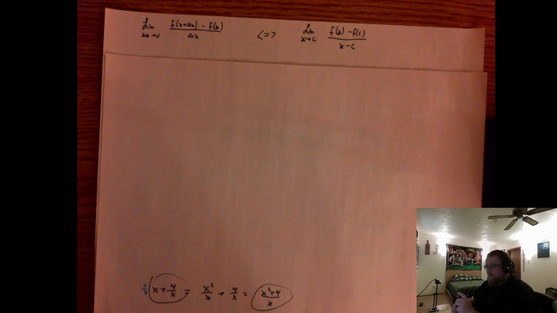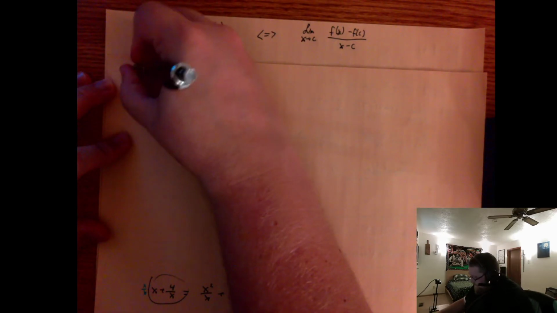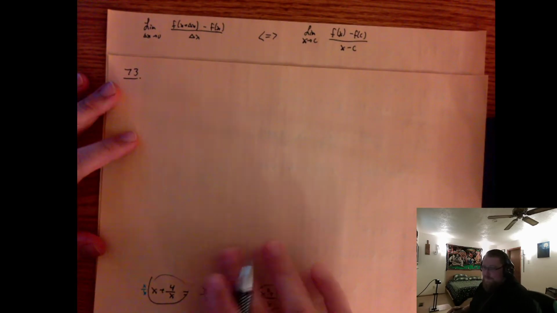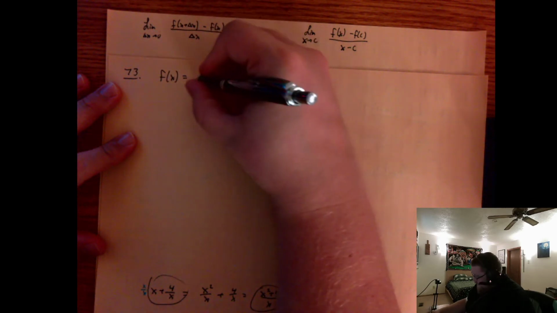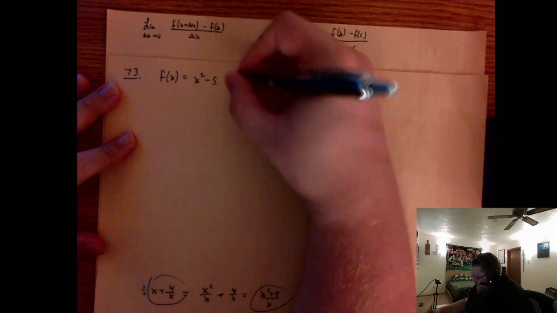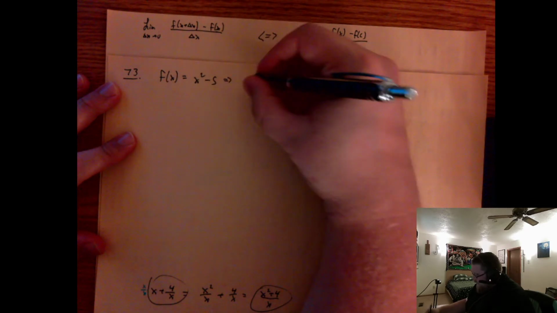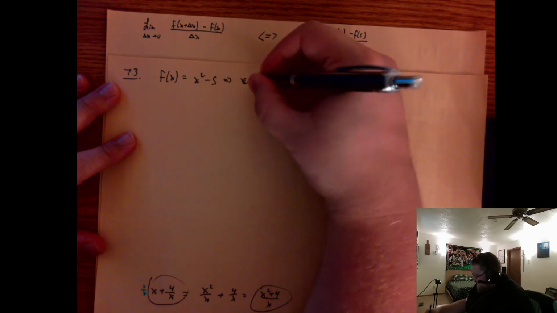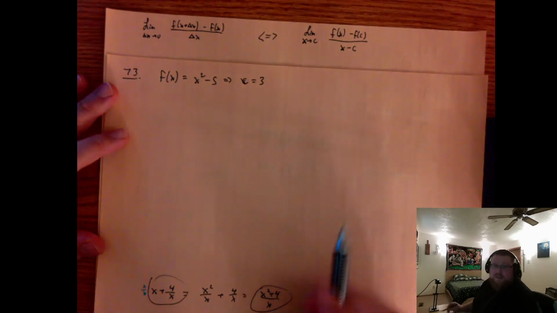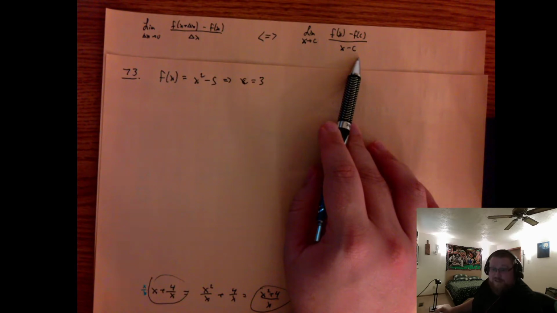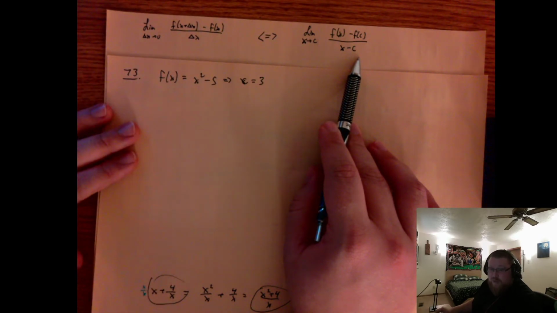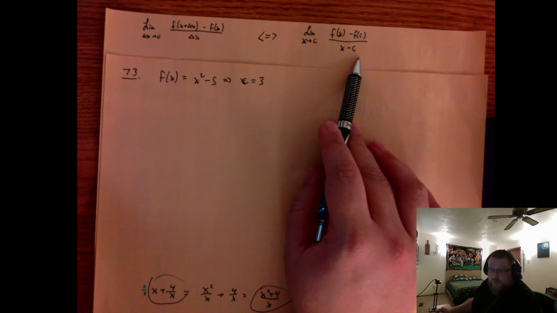So for example, number 73. This is your first one. It says f of x is equal to x squared minus 5. And the point in question we're trying to work with is c equals 3. So we're going to use this alternative form in order to solve this problem. Now it's just different. It's not better or worse. For certain problems it's better. For certain problems it's worse. You won't know until you try it.